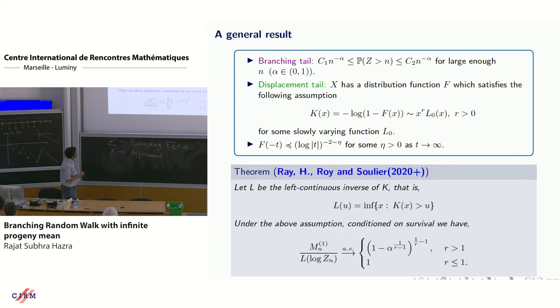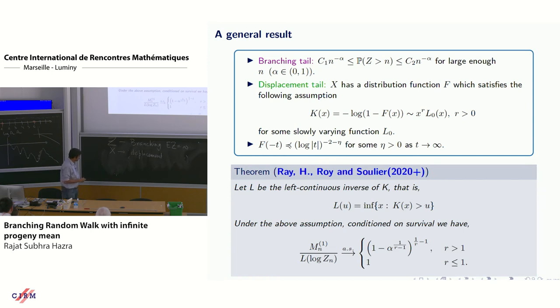The result says that under these assumptions, if you take the left continuous inverse of this function k, which I call L, not to be confused with the slowly varying function, and you assume that k is regularly varying with index r, then L is regularly varying with index 1 by r. Then if you scale the rightmost particle by L of log Zn, you converge to two different types of constants, depending on whether r is less than or equal to 1, or r is greater than 1. When r is less than or equal to 1, you get a constant which is 1. When r is greater than 1, you have a very non-trivial, non-intuitive constant, given by (1 minus alpha) to the power 1 by r minus 1, all to the power 1 by r minus 1.